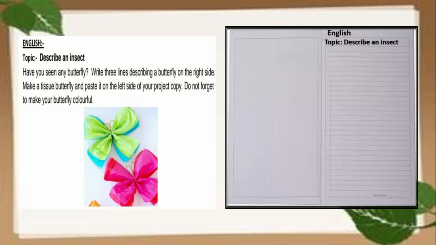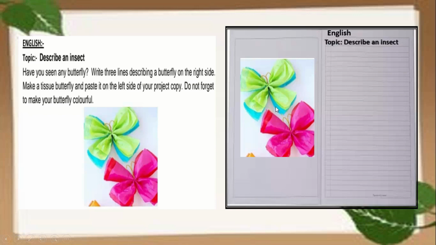You have seen butterfly, isn't it? So you have to write 3 lines describing a butterfly on this right side, that means on the ruled page. And you will make a butterfly by using tissues, or you can use any soft papers and make it colorful. Then you will paste that butterfly on this white page like this.